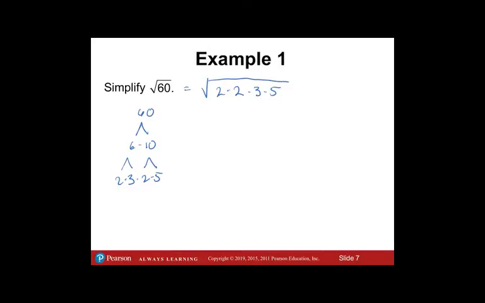Since we're doing square root, we're looking for groups of 2. Here's the only group of 2 that we have. So 2 times 2 is 4, and we're going to have the square root of 4 times the square root of 15. The square root of 4 is 2. So there's going to be 2 times the square root of 15, and that's as far as we can go.